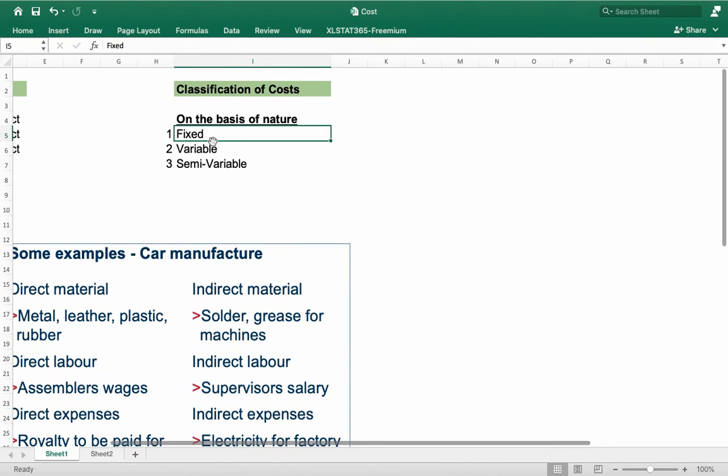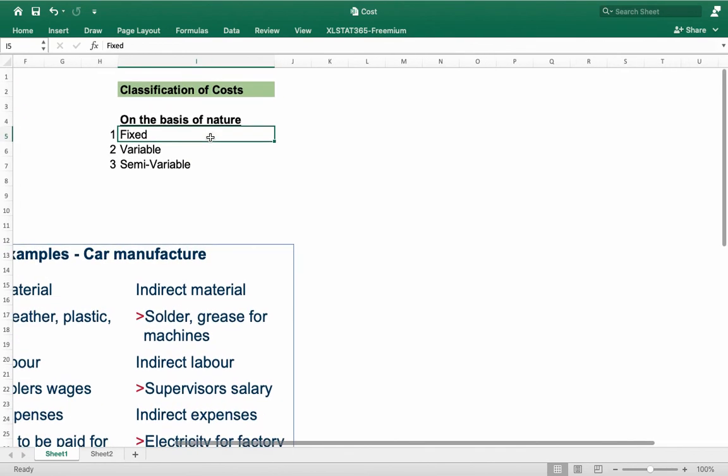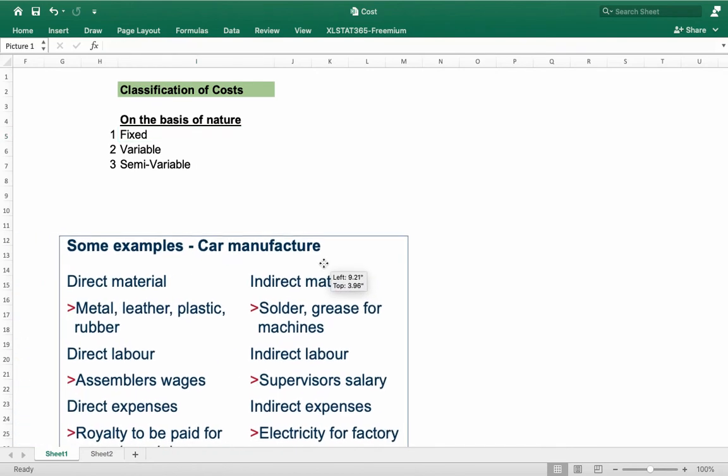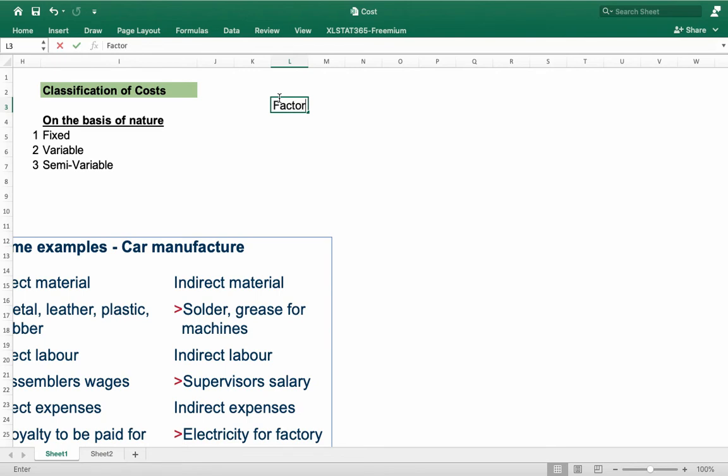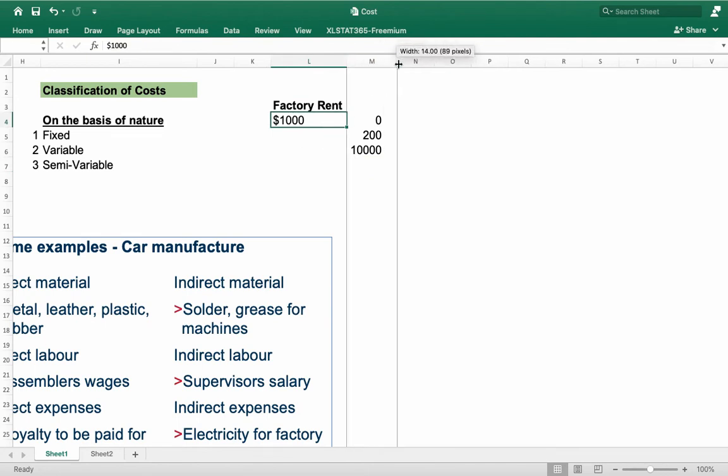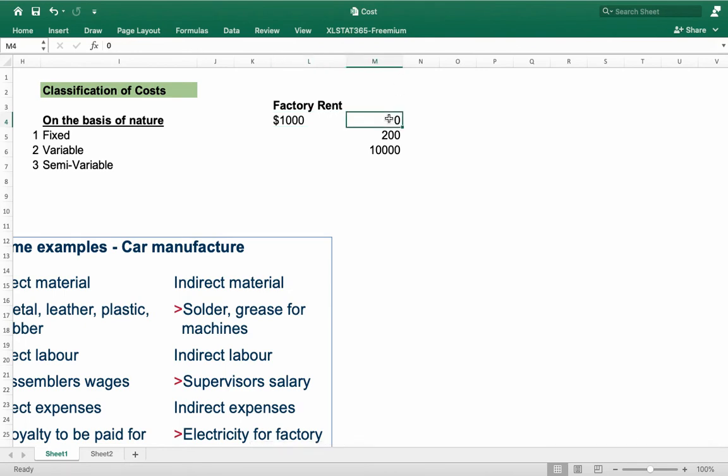Fixed means it will always remain fixed up to a certain level of production or activity. I will give you an example. Suppose a factory rent. You took one factory on rental basis, and every month you are paying $1,000 as rent. Whether you produce 0 units, 200 units, or 10,000 units, will the rent remain the same or change? For a fixed cost, it will remain the same, no matter whether you produce or not.